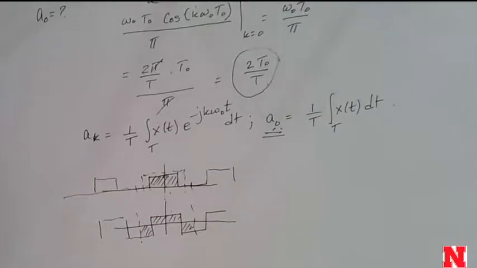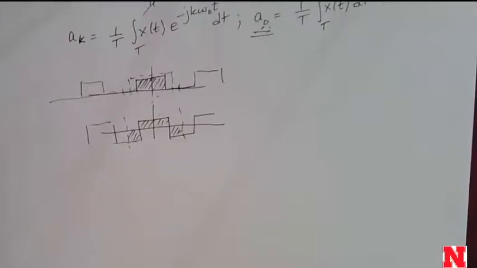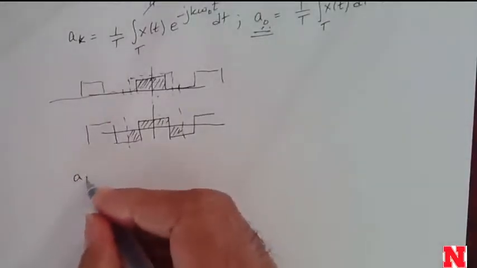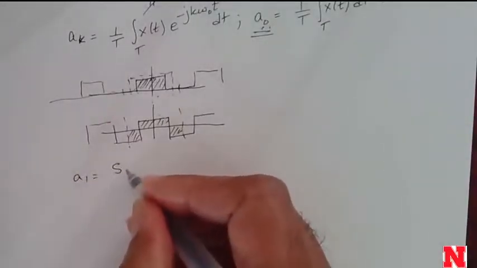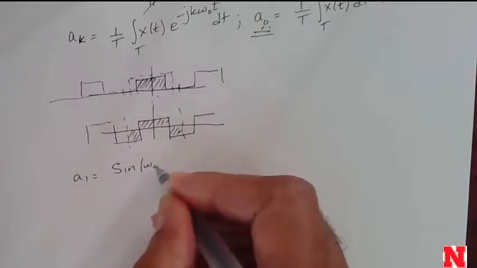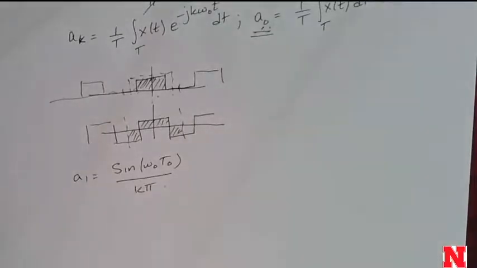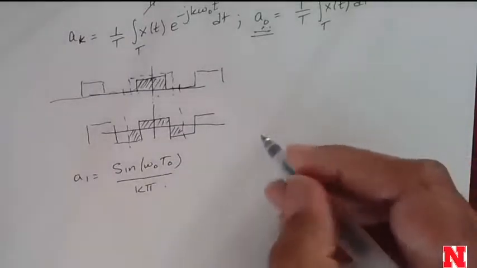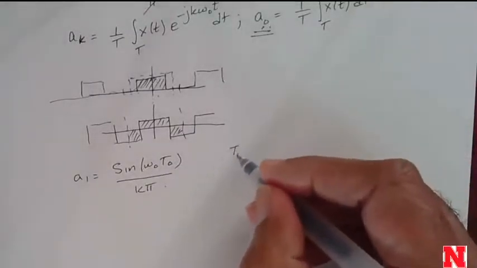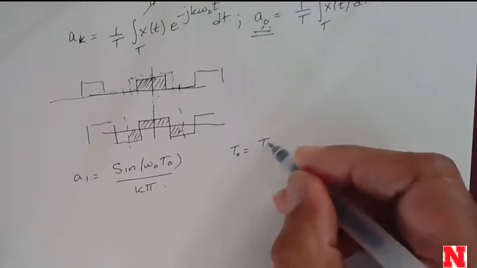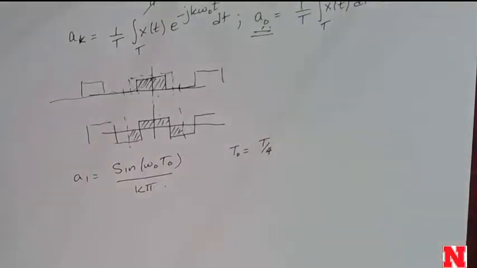What about the other coefficients? Well, we can find those. Let's take A1. So that will be equal to sine of omega naught T naught over K pi. And now let's take a value for T naught, because otherwise we can't get so many numbers here. Let's take T naught to be equal to a quarter of the period. Right, so from minus T naught to T naught is half of the period.